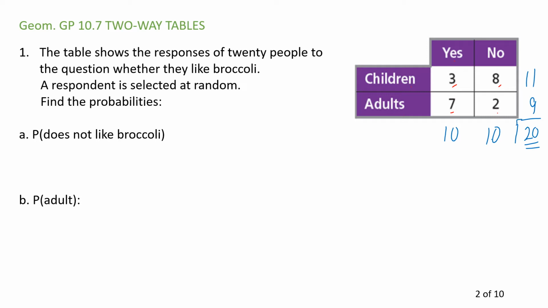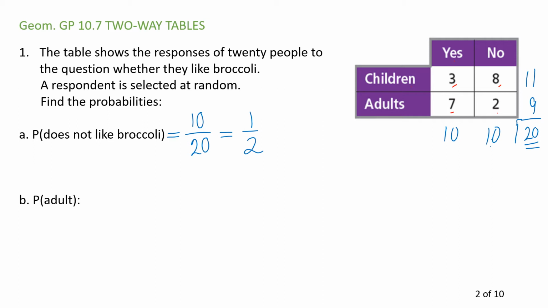And now I'm going to go ahead and find some probability. Find the probability that a person does not like broccoli. Well, probability is what you want over total possibility. I want someone who does not like broccoli. That's going to be the 10 nos out of the total number of people. So 10 out of 20, or 1/2, do not like broccoli.